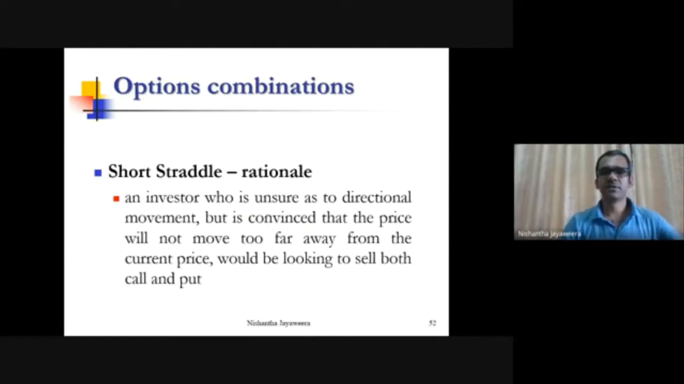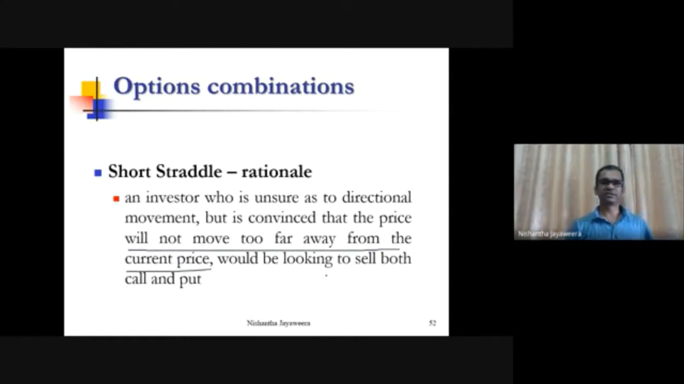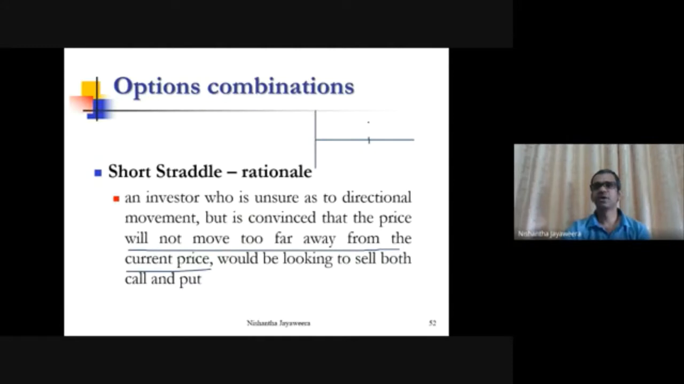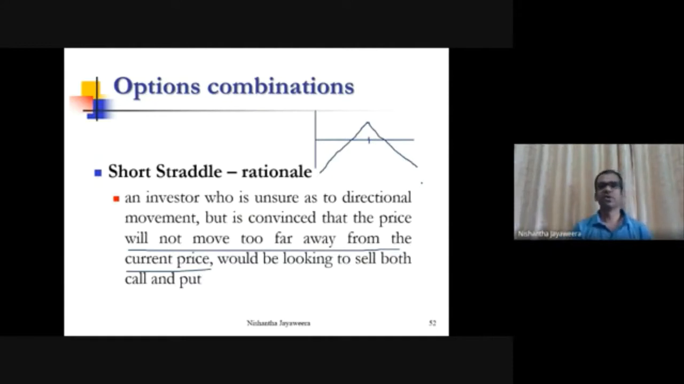Again, the price will not move too far away from the current price. That is your intention. So sell both call and put to collect the premium. At the strike, you collect the maximum premium. But if it moves away, you lose on either side. So it is the mirror image of the long strategy.